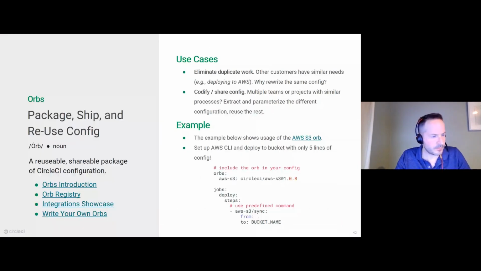Finally, I would like to talk about Orbs. Orbs on CircleCI, you can think of them simply as a reusable, shareable package of CircleCI configuration. So you can think of Orbs as a chunk of configuration that you can check into CircleCI's central registry, and then you can reference them from multiple configuration files across any project. This helps you eliminate duplicate work in implementing configuration, and it also helps to codify and share config across multiple teams or projects that may have similar processes.